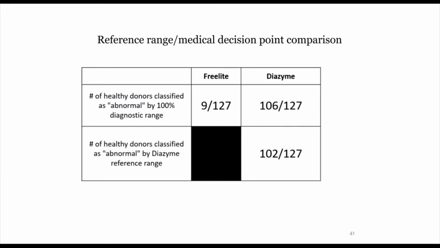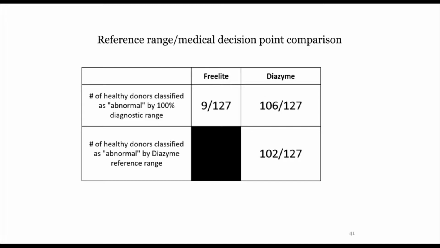Based on the widely accepted 100% diagnostic range for the kappa lambda ratio, we found that 9 of the 127 healthy donors will be classified as abnormal. If we applied the same criteria, i.e. the kappa-lambda ratio of 0.26 to 1.65 to the values obtained from the Diazyme assay, we find that 106 of the 127 donors will be classified as abnormal.